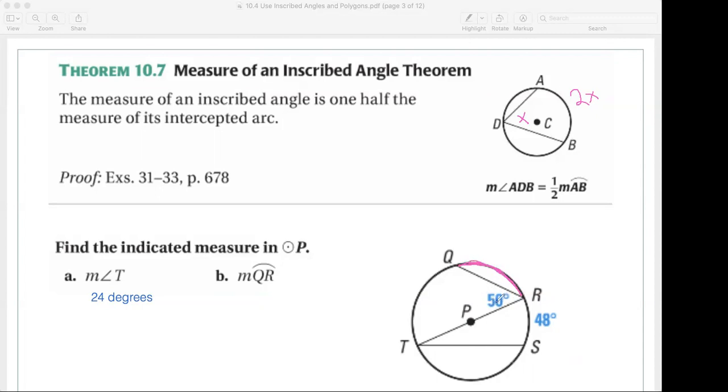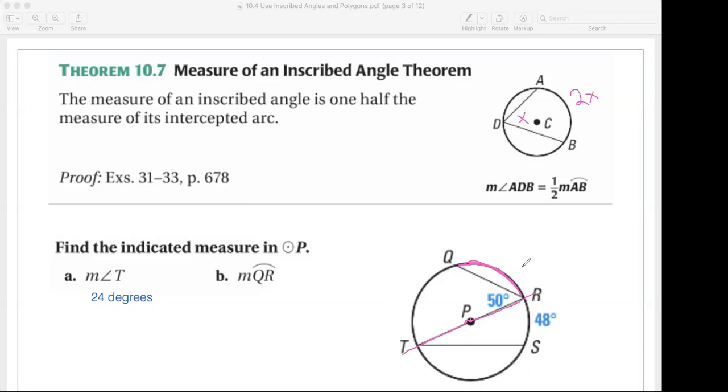What I see here is this is 50 degrees. What I also see is that this is a diameter. TR is a diameter because it's going through the center, okay? Always look for diameters and radii. They're always going to be your ticket out. So if this is a diameter, that means this is a semicircle, as is this. This is a semicircle, which means it's 180 degrees.